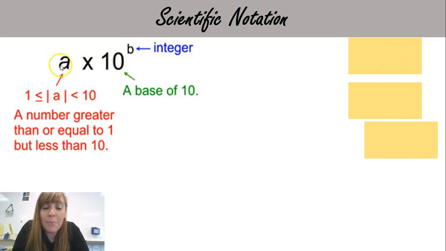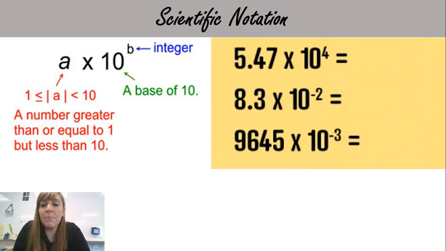If you look at this number, there must be 1 digit to the left of the decimal. Okay? No more than 1 digit and no less than 1 digit to the left of the decimal. So let's practice getting out of scientific notation.